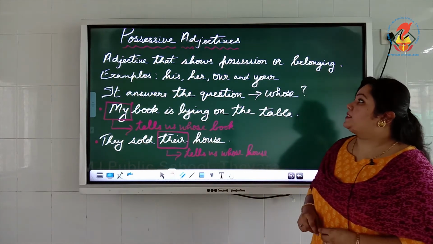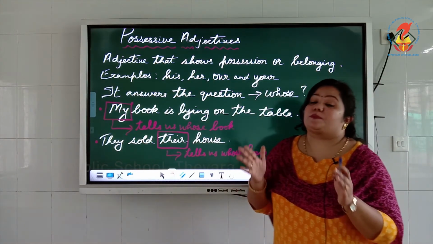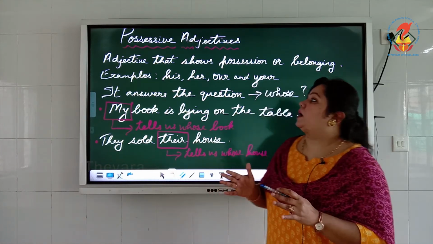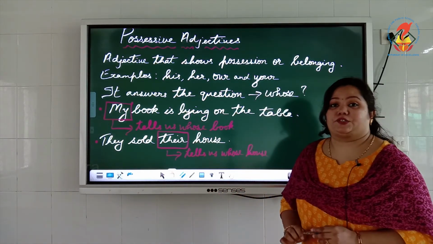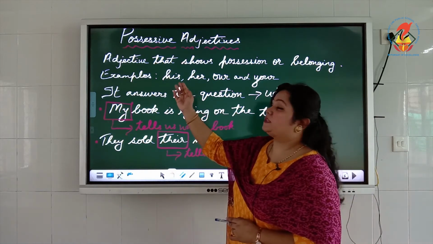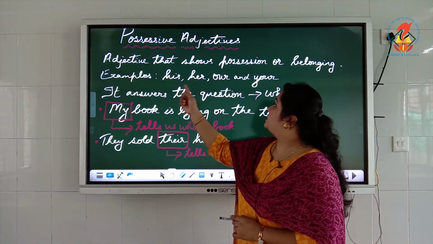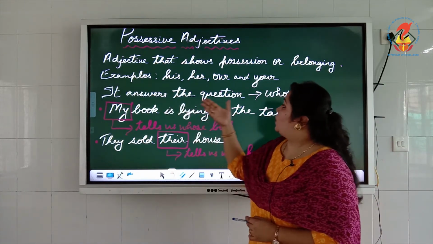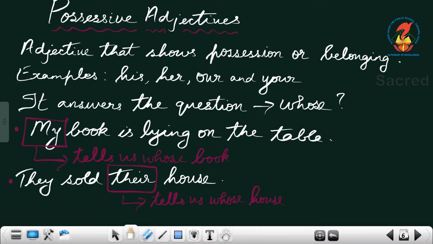Okay. So basically adjectives that show us possession, belonging or ownership are known as possessive adjectives, and the words that depict possessive adjectives are his, her, our and yours. And it should answer the question whose. Since it is possession, right? The meaning of possession is ownership or belonging. So it should answer the question whose.